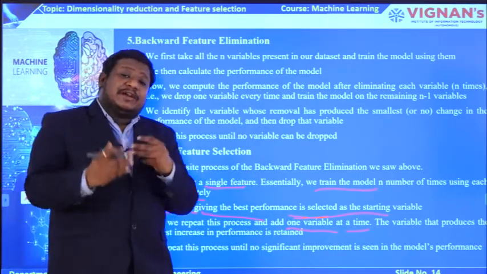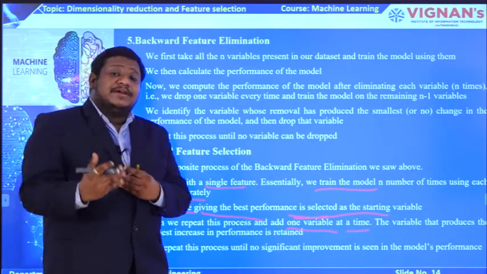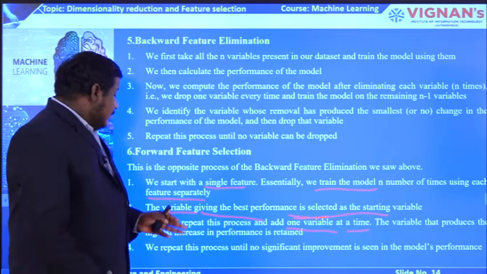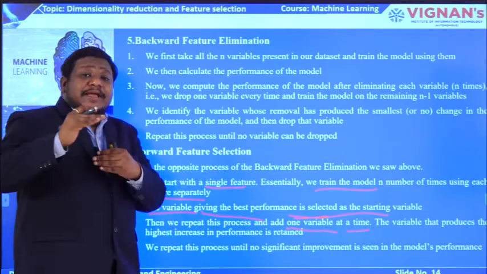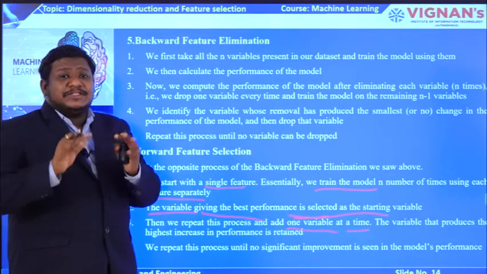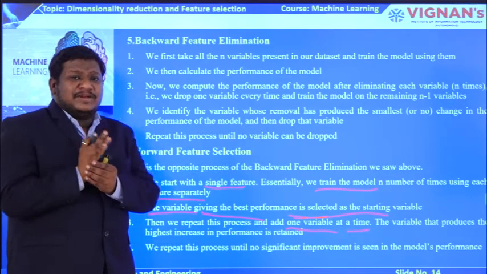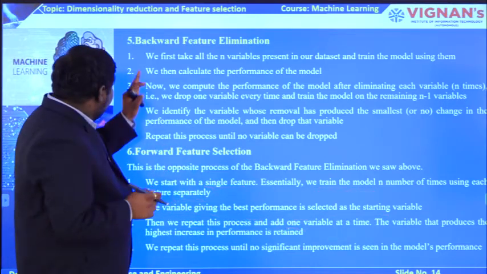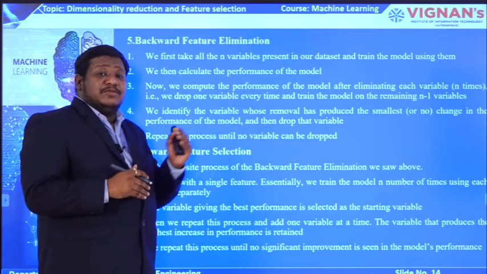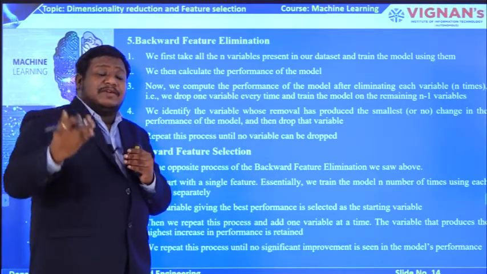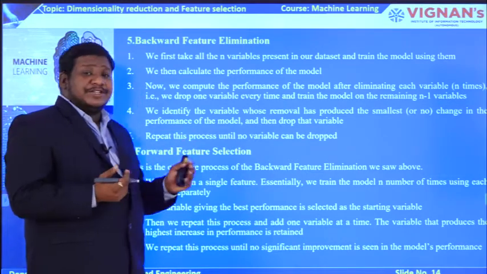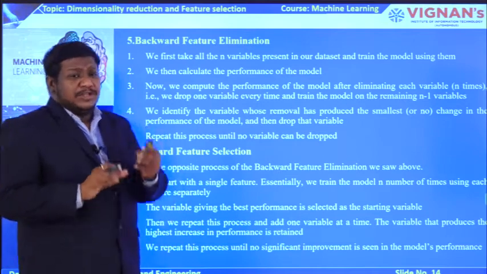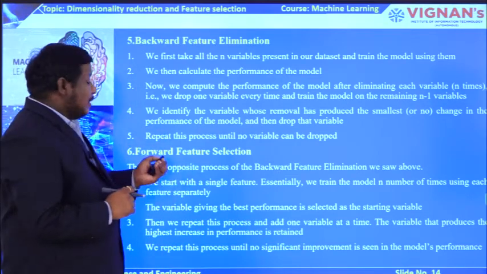So, every variable we add, when the element is added and the performance improves, we continue with that element. If adding that element to the data set does not make any impact on the performance of the model, we simply remove that variable. So, the main difference between these is that in backward elimination we remove one element by calculating the performance of the model, and in forward feature selection we add an element when it has an impact on the performance of the model. Both are inverse to each other.